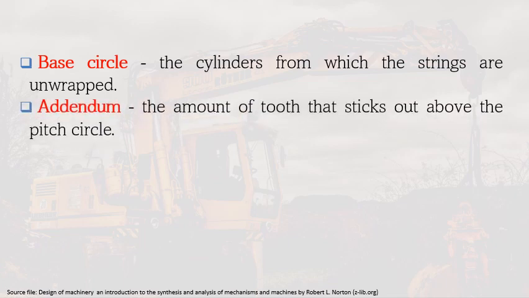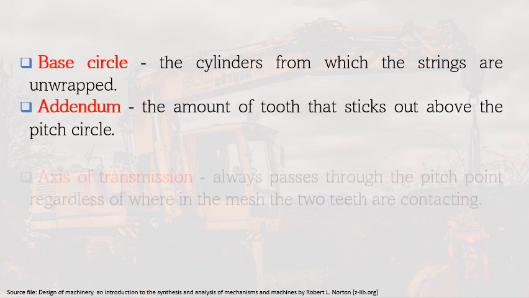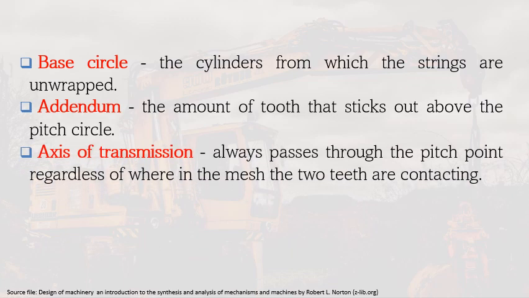The addendum, on the other hand, is the amount of tooth that sticks out above the pitch circle. The pitch circle will be defined later, but the addendum is the amount of tooth that goes beyond that pitch circle. And then we have another term, the axis of transmission, which is an axis that always passes through the pitch point, which we'll also define later, regardless of where in the mesh the two teeth are contacting. So it is always like that. So take note of these terms.